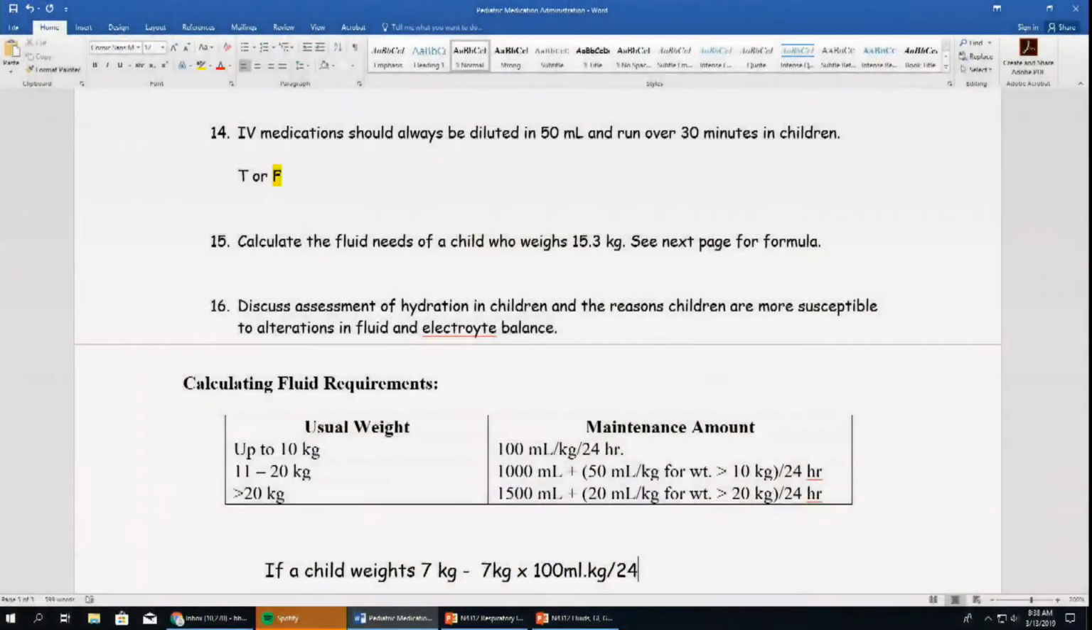So if a child weighs 7 kilograms, 7 times 100 milliliters per kilogram per 24 hours equals 700 milliliters per 24 hours. Yes?